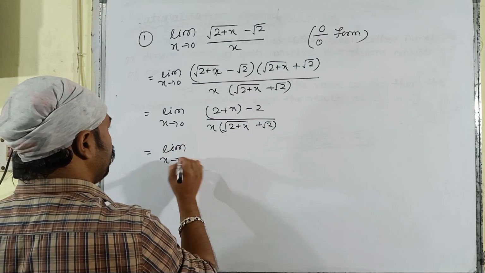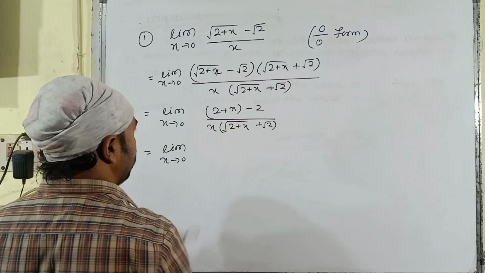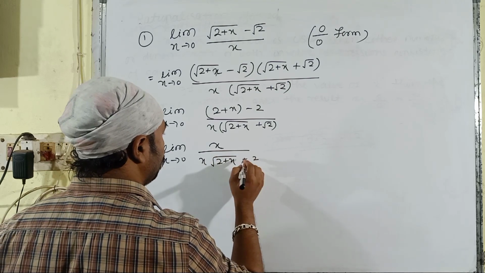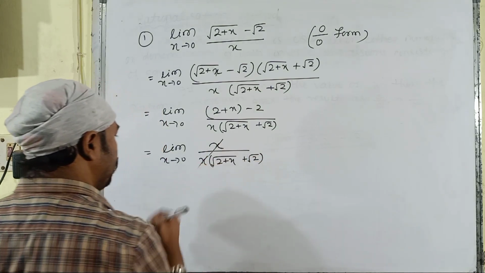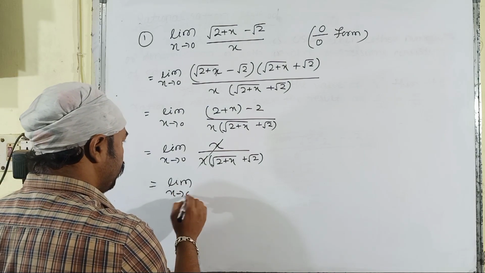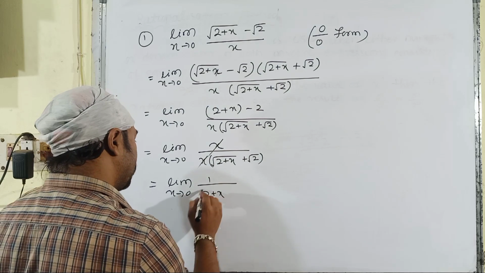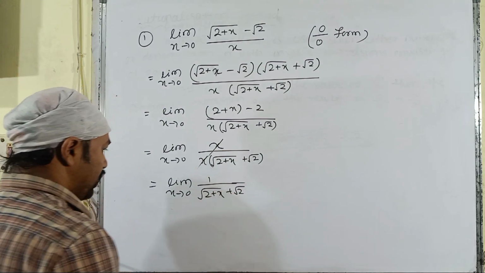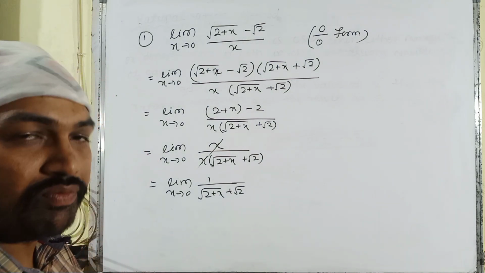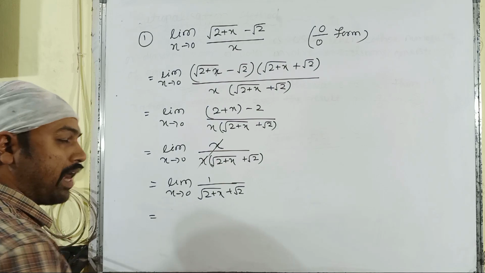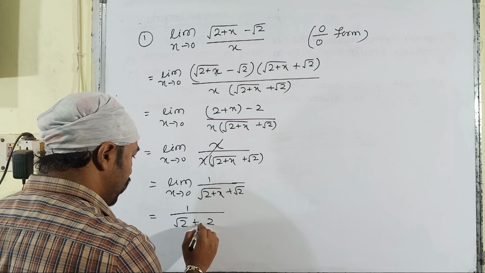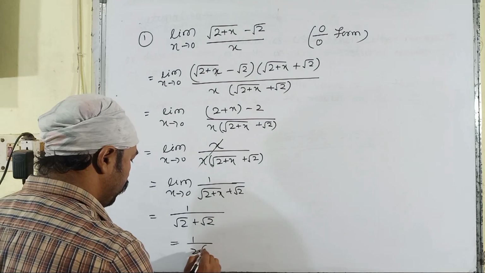Limit x tends to 0. By cancelling, we get x divided by x multiplied with square root of 2 plus x plus square root of 2, then cancelling both parts here. We get limit x tends to 0, 1 upon square root of 2 plus x plus square root of 2, and here we can put the value of x because it is no longer in the form of 0 by 0. We use the direct substitution method. By putting 0 here, we get square root of 2 plus square root of 2. That means it is 1 upon 2 root 2.